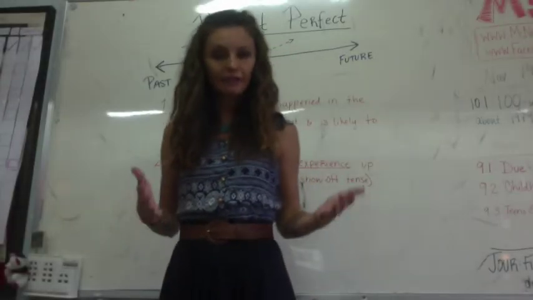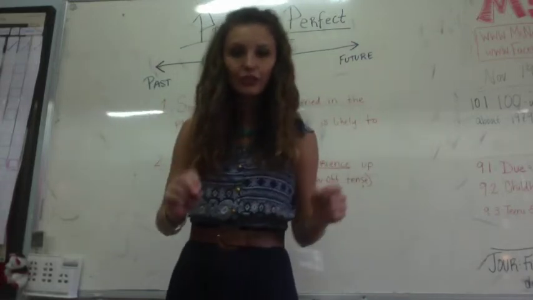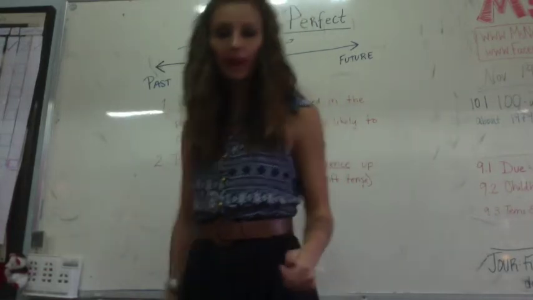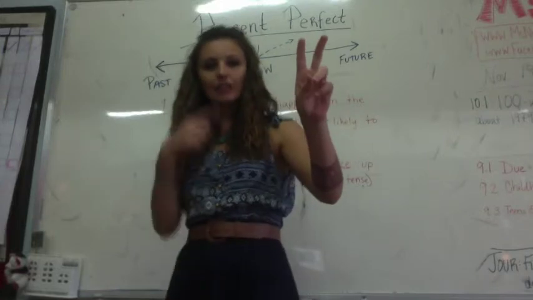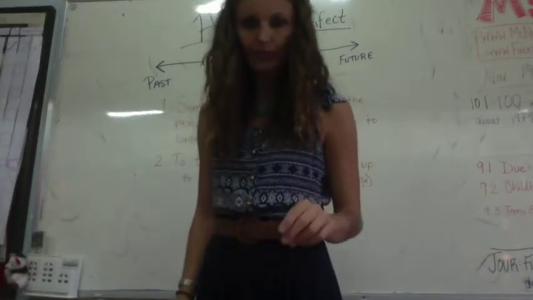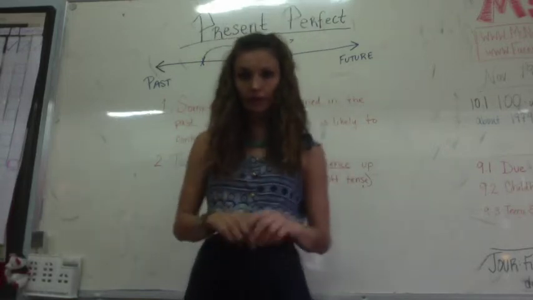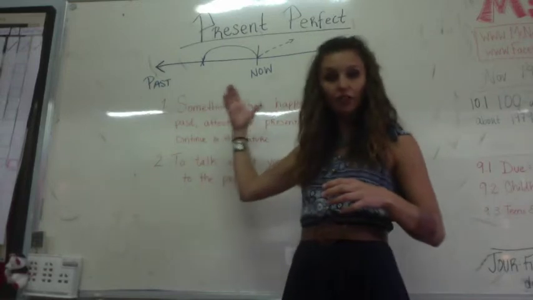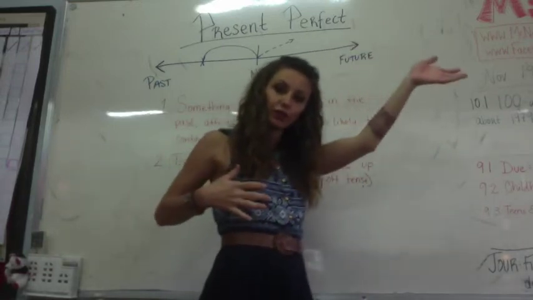Now that you know the definition of the present perfect as well as the timeline, I need you to know how and when to use this tense. So let's talk about it. There are two major ways that I need you to know how to use the present perfect. One is the exact way we just talked about. When something happened in the past, affects the present, and is likely to continue into the future.